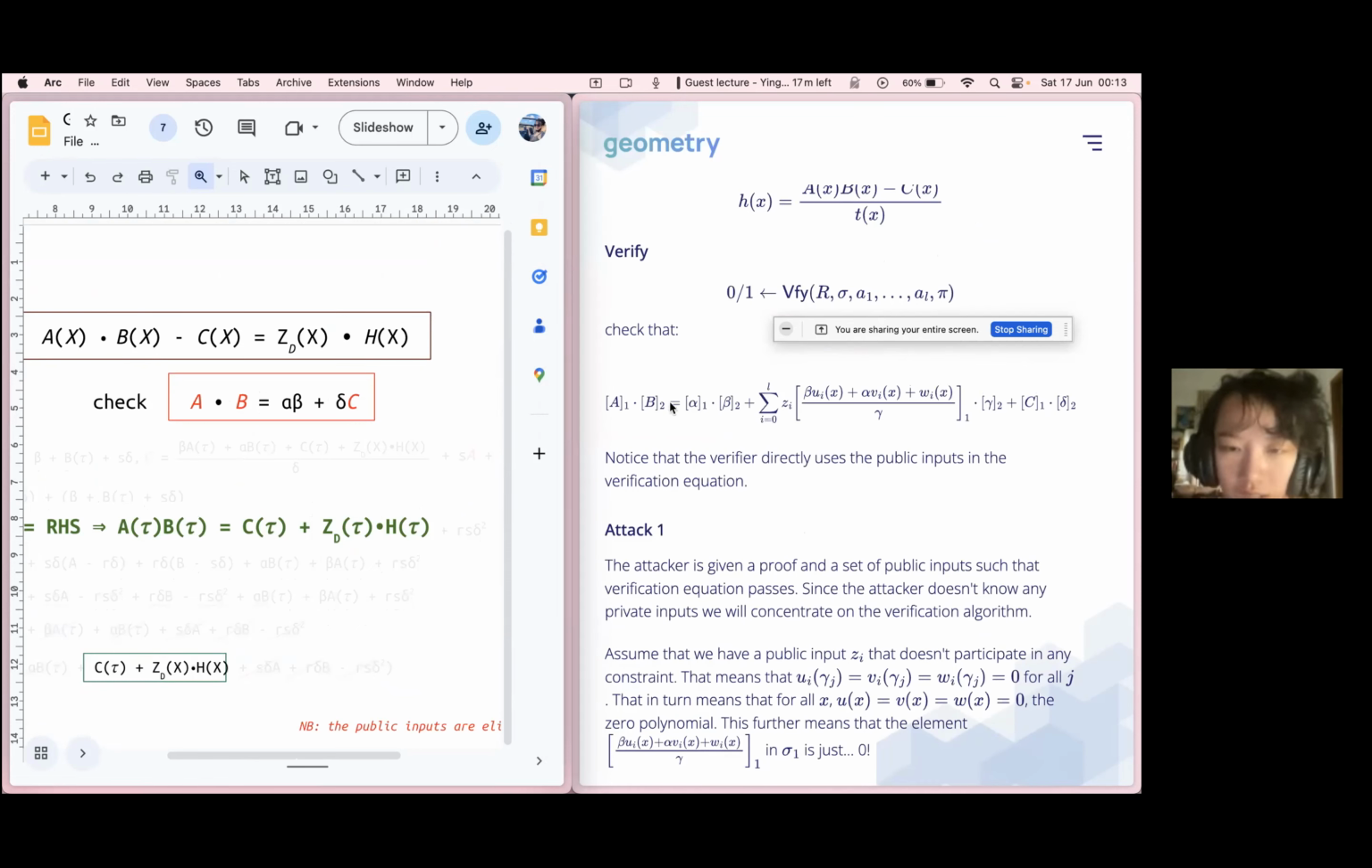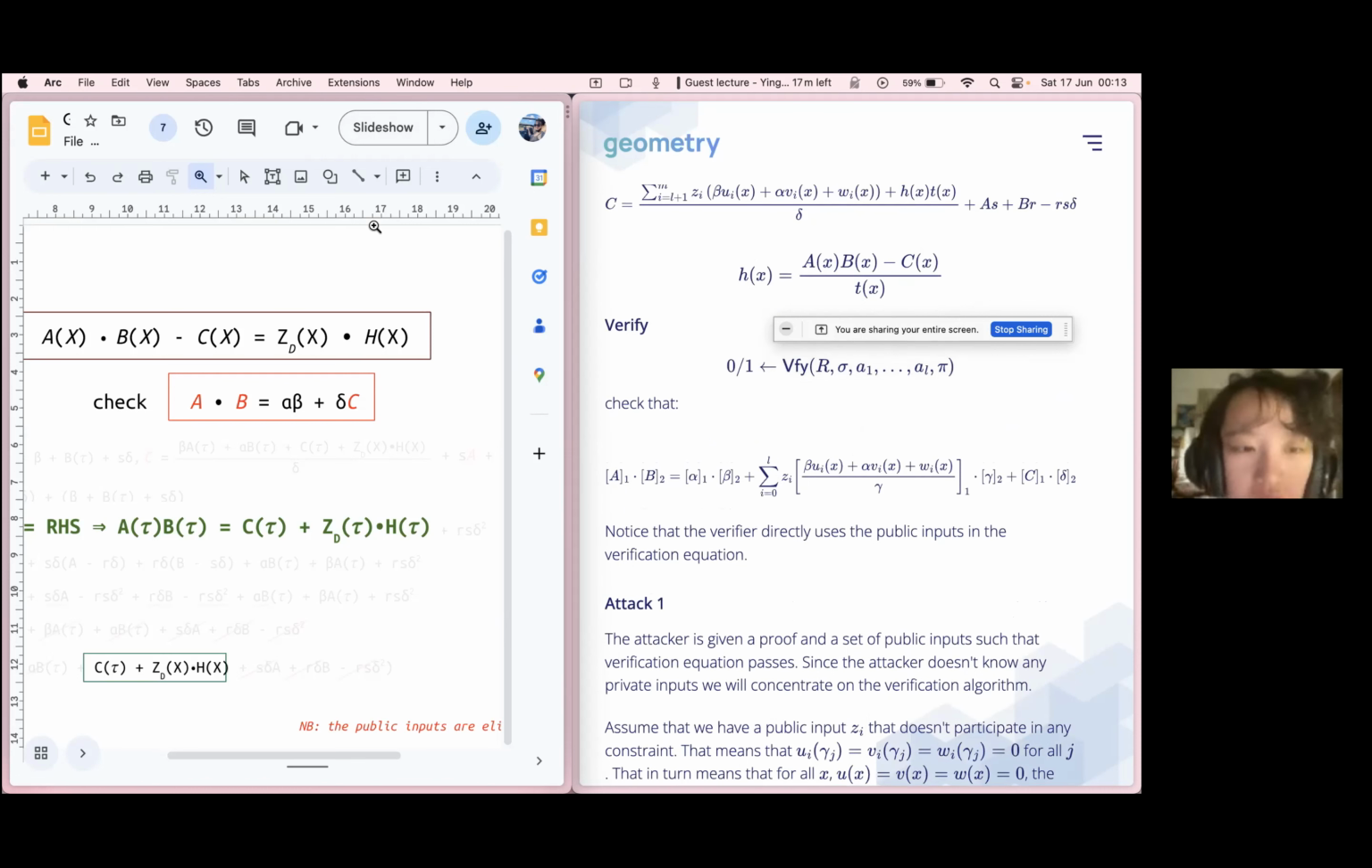AB on the left-hand side is the same. Alpha, beta on the right-hand side is the same. Delta C, the last term on the right-hand side, is the same. But my slides are missing this middle term that has to do just with the public inputs, which the verifier can compute on its own. So I suppose my slides assume that there are no public inputs. But basically, including the public inputs doesn't change the mechanics of how this works. You're just splitting it at the index L.